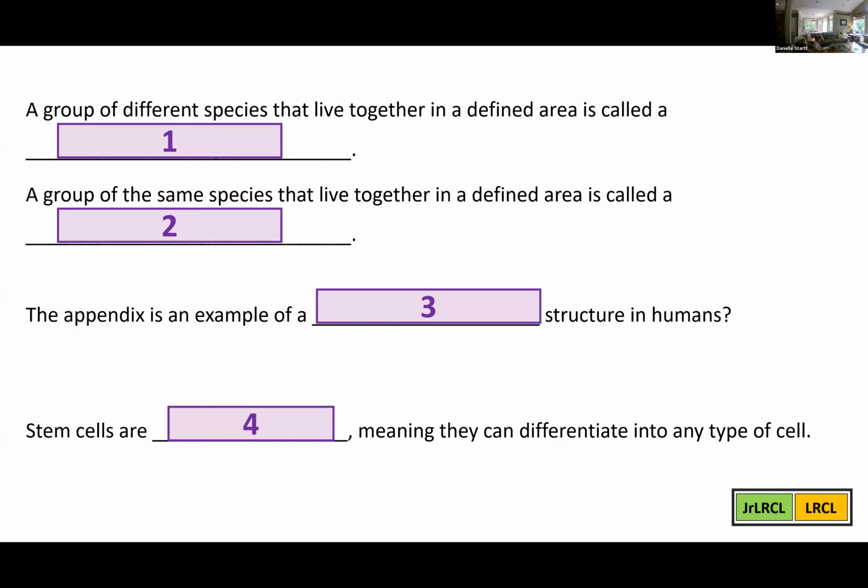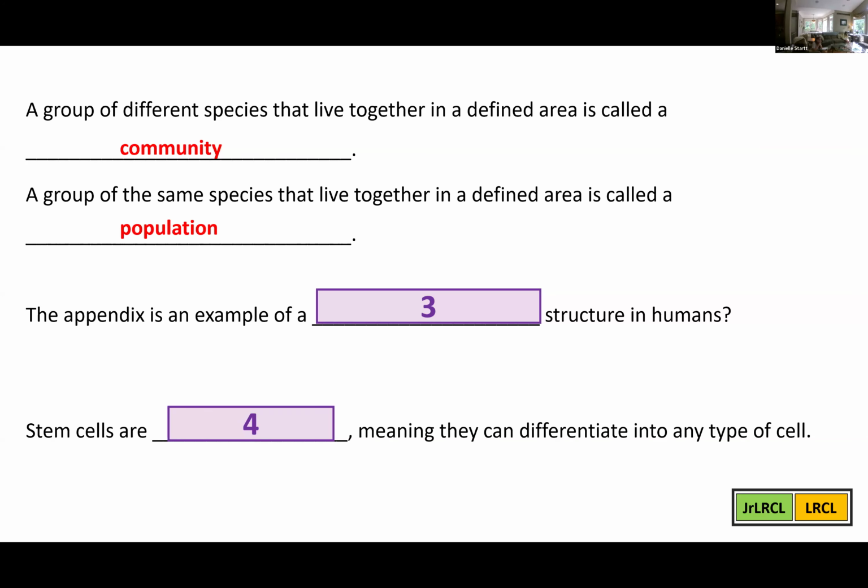All right, a group of different species that live together in a defined area. What do we call that? Different species that live together. We call that a community. And what do we call it when it's a group of the same species that live together? That's a population. So you have a population of ladybugs in your garden, but the ladybugs, the toads, the aphids, the caterpillars, and the plants, that's all a community, right?